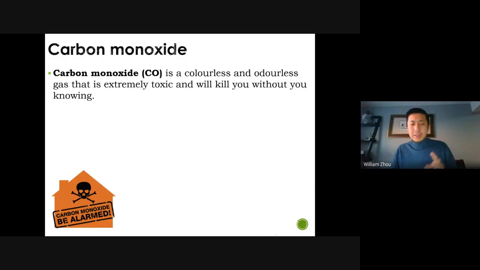Okay, cool. One last thing before we finish. This might save your life. Carbon monoxide is one of the products of incomplete combustion. We call it the silent killer, like a ninja. Just like a ninja, you can't see it, you can't smell it, you can't taste it, and it kills you. Colorless, odorless, extremely toxic. It will kill you without you knowing.